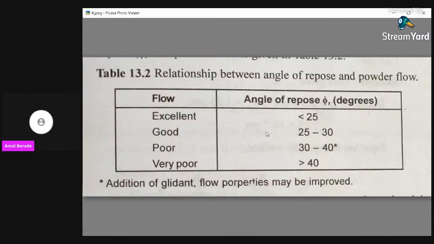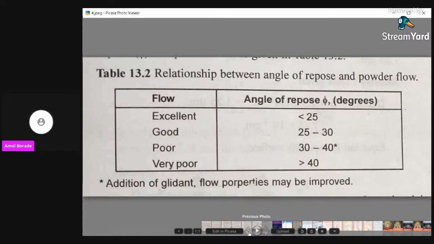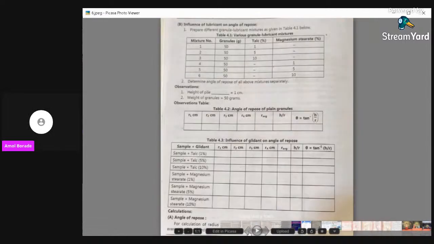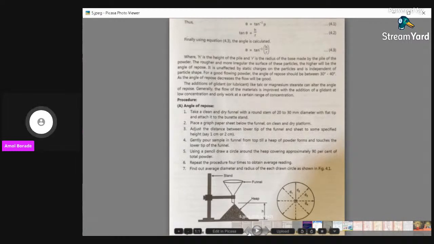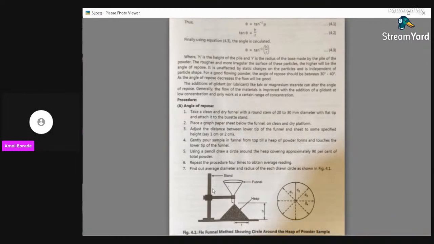there is a simple practical that you have to understand. We need to find out the angle of repose ultimately. For that, what do we need to do? As you can see over here, the assembly: this is a funnel, and this is a stand, the burette stand basically. The funnel we have attached over here. Certain kinds of assembly you have to arrange in your lab.